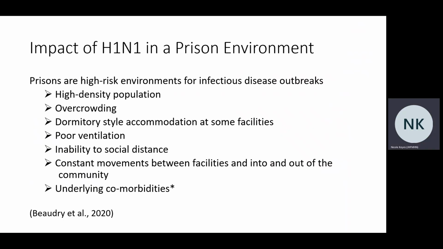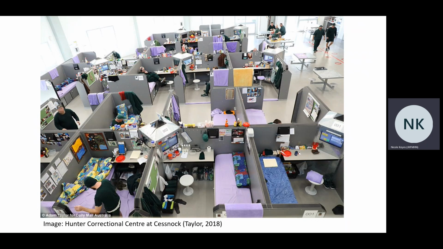The impact of H1N1 in a prison environment. Prisons are high-risk environments for infectious disease outbreaks. There's high-density population, overcrowding. Some facilities have dormitory-style accommodation, poor ventilation, the inability of prisoners to socially distance, constant movements between facilities and into and out of the community. Many prisoners also have underlying comorbidities. There are higher rates of chronic disease, tobacco smoking, high-risk alcohol use, and illicit drug use compared to the general population, which puts them at increased risk of morbidity from influenza.